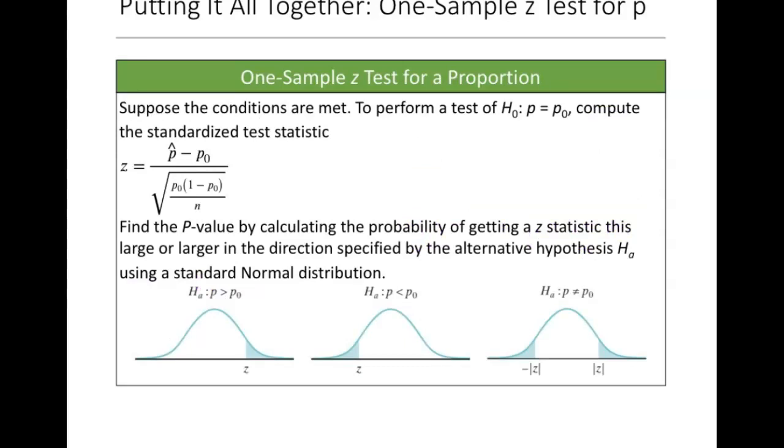So there are three kinds of tests, three types of alternative hypotheses that you can find. You think P is actually greater than P naught, and in that case, you'd be finding the area in the right tail. P is less than P naught. This is like the example we just did. You're finding the area in the left tail. Or not equal to P naught, you're finding the area in both tails.